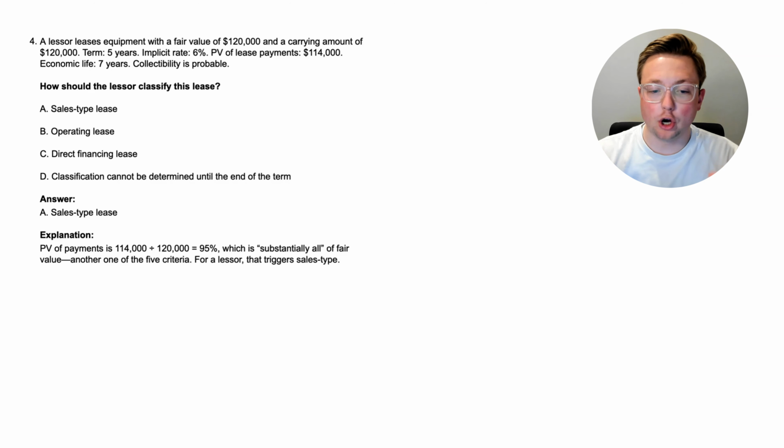But that's not 100% of the time, but you can kind of think of it like that as a general rule of thumb. If the present value of the payments equals 90% or more of the fair value, that is considered substantially all of the fair value, so it's going to be a sales type lease. Again, that's number 4 of the 5 criteria. Now let's go to the next question.